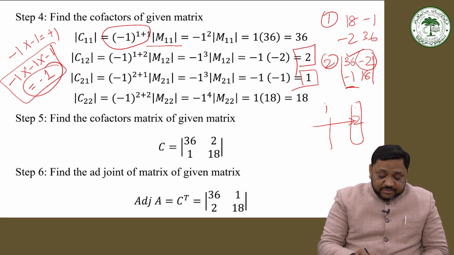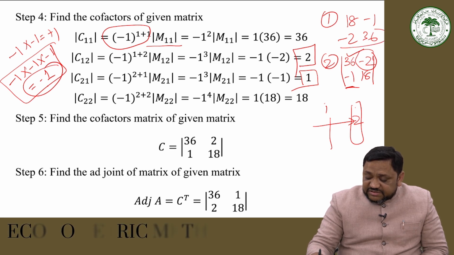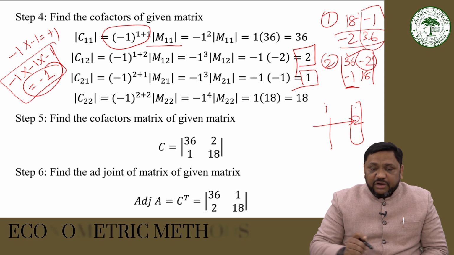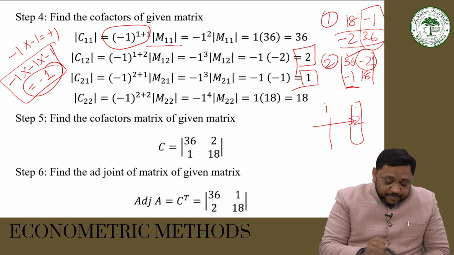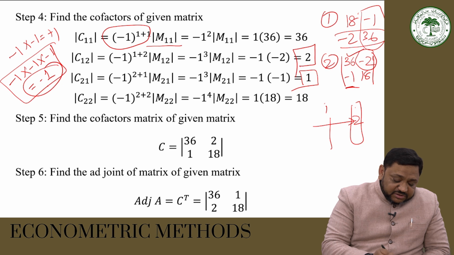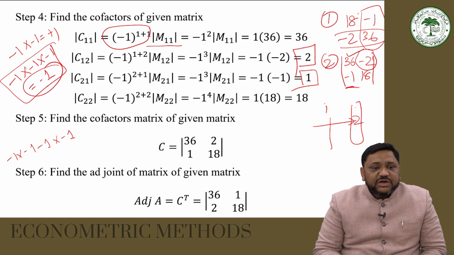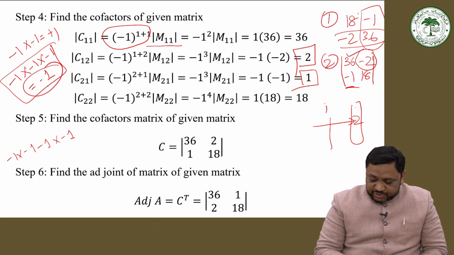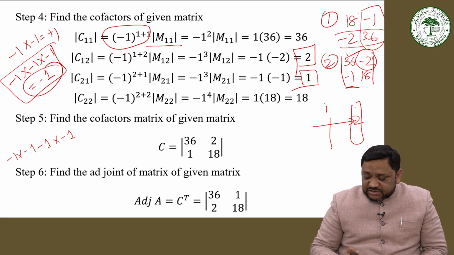Then the last term is coming in the second row and the second column. So 2 plus 2 is 4, which means minus 1 multiplied four times, so this turns out to be a positive plus 1. So whatever the term, 18 multiplied by plus 1 is equal to 18.